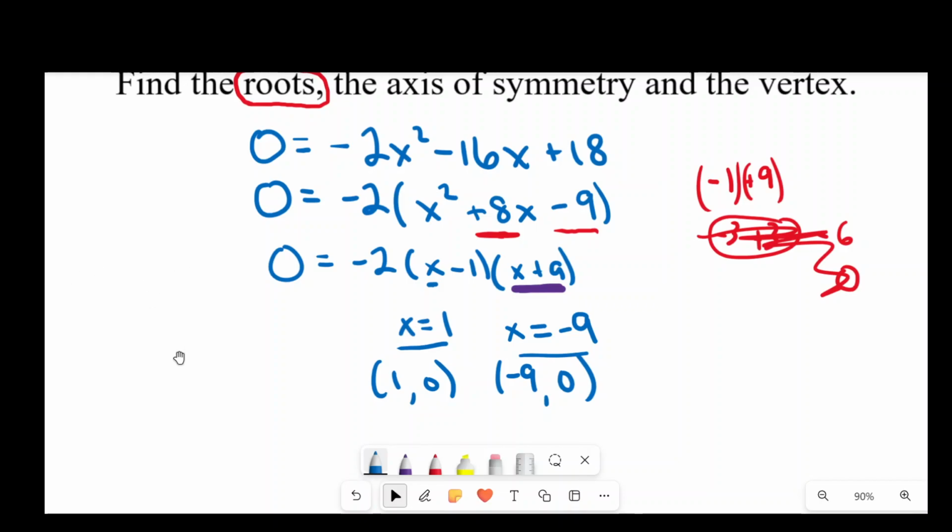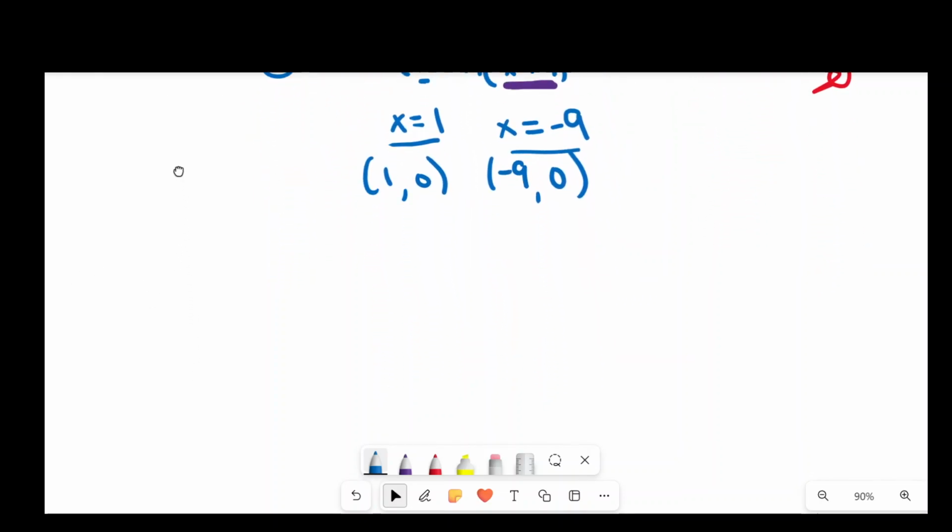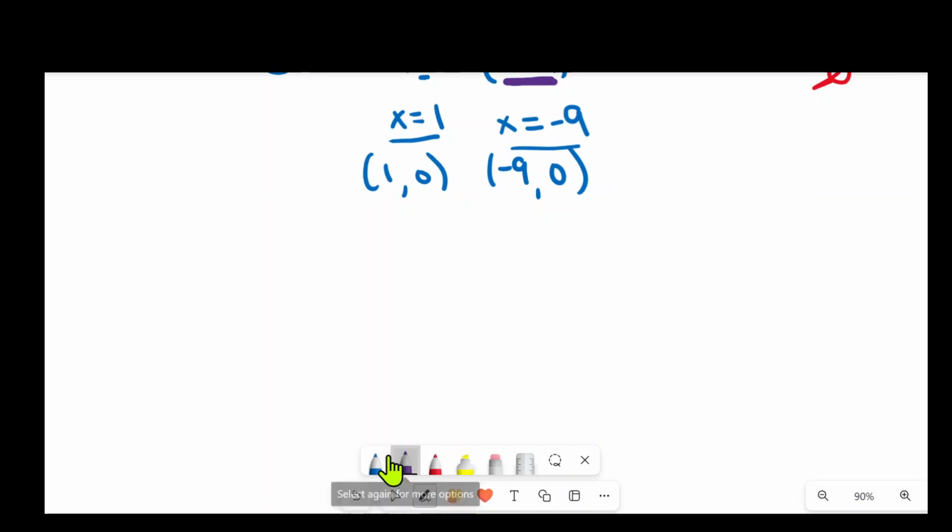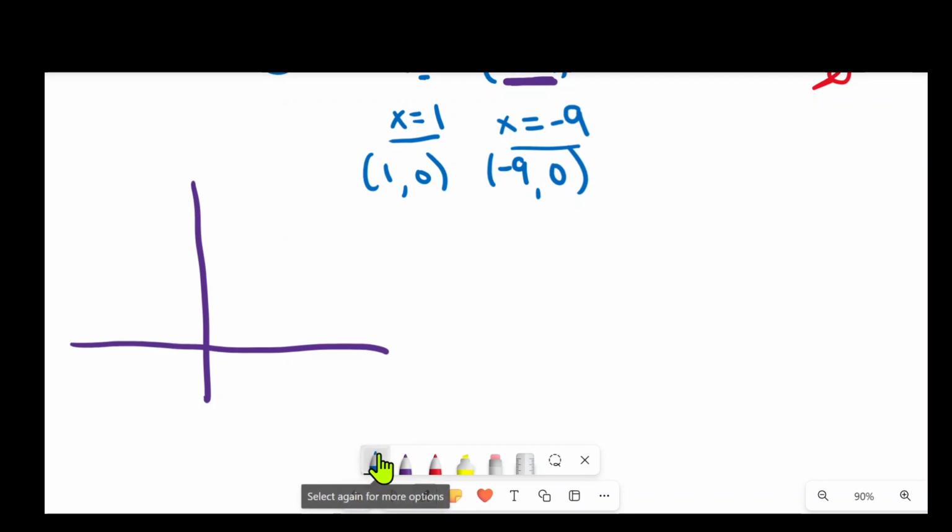Now that I have the roots, I need to find the axis of symmetry. So if we visualize to remind ourselves what we're doing, here's the xy axis, sort of. I have a root way over here at negative 9, and I have another root at 1. And we know that except for the vertex, every point on a parabola has a horizontally symmetrical point. So these 2 points are horizontally symmetrical, and really that means that exactly halfway between them is the axis of symmetry.